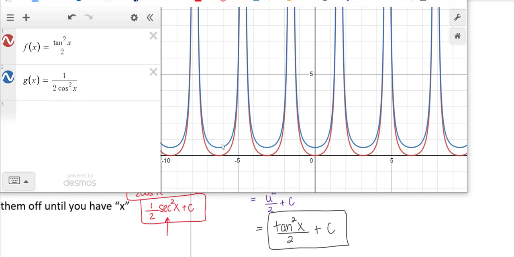Okay, so it does not appear that the blue graph is tracing the red graph. And if they're exactly the same, well, then the graph should be the same, right? They should trace each other. Why don't they? Well, look at our two answers that we have. Each of these two answers has something next to it. They each have a plus c. So if I shifted this red curve, which is my tangent squared x over 2, up just a little bit, then these two graphs would trace each other.